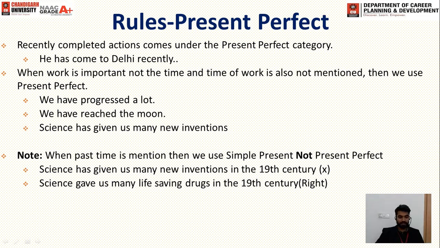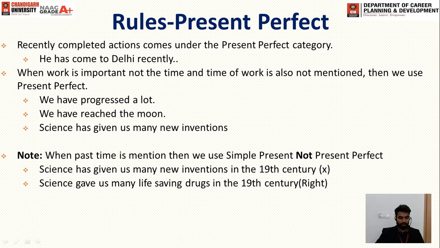Now just take this note into consideration. When past time is mentioned, just understand this thing. When past time is mentioned, then we use simple past, not present perfect. This particular note is one of the favorite topics on which you will be given some error detection sentences. So just remember that. Whenever you have a time in a sentence that refers to the past, you'll be using simple past, not present perfect.